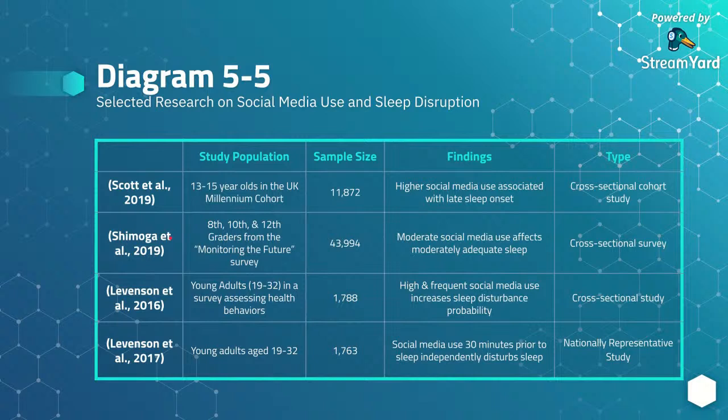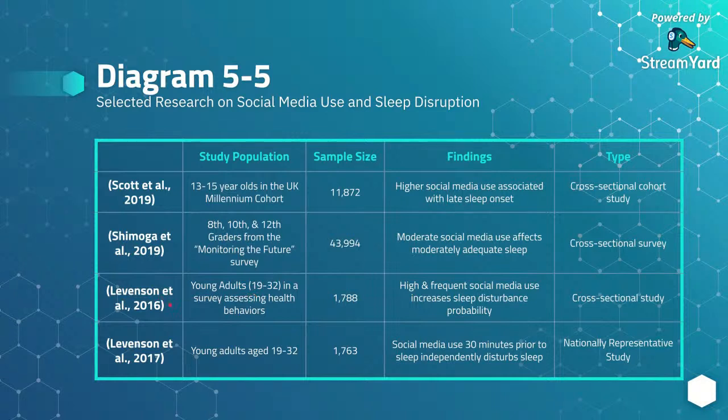Now let's move on to the second study, which is much larger, with 43,994 participants. It consisted of 8th, 10th, and 12th graders from the Monitoring the Future survey. And the authors found that moderate social media use can affect moderately adequate sleep, but found that medium intensity of social media use was associated with the lowest sleep adequacy among those with moderate health behaviors. That's a direct quote from the paper. So this cross-sectional survey found that social media use, medium intensity, was associated with low sleep adequacy. So that is low sleep. Now we get to the smaller set.